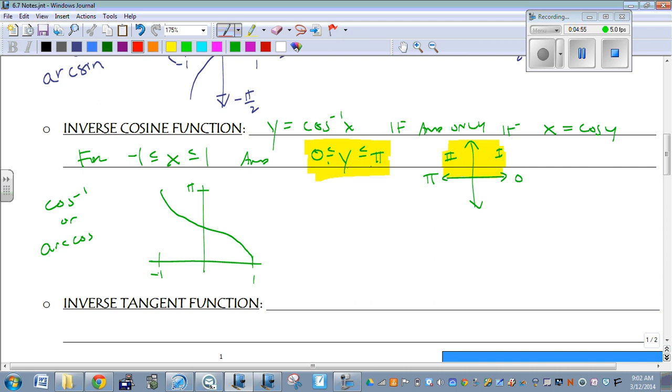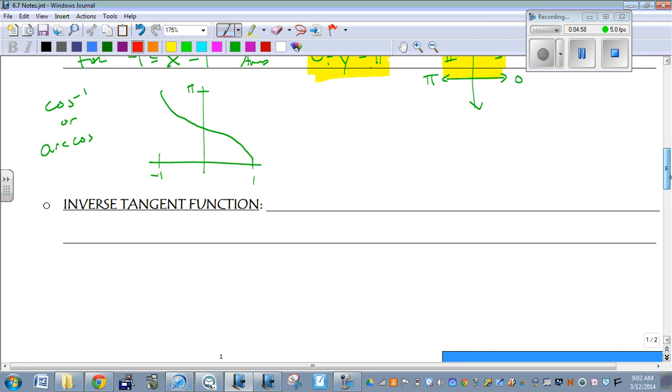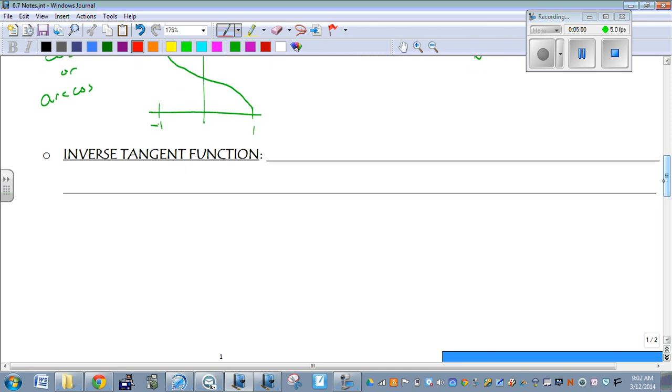And then our last one here, inverse tangent. y equals the inverse tangent of x if and only if x equals tangent of y. For this one, domain is all real numbers. You can put anything in for x. But our range goes from negative pi over 2 to pi over 2. But this time those values are not included like they are for inverse sine.